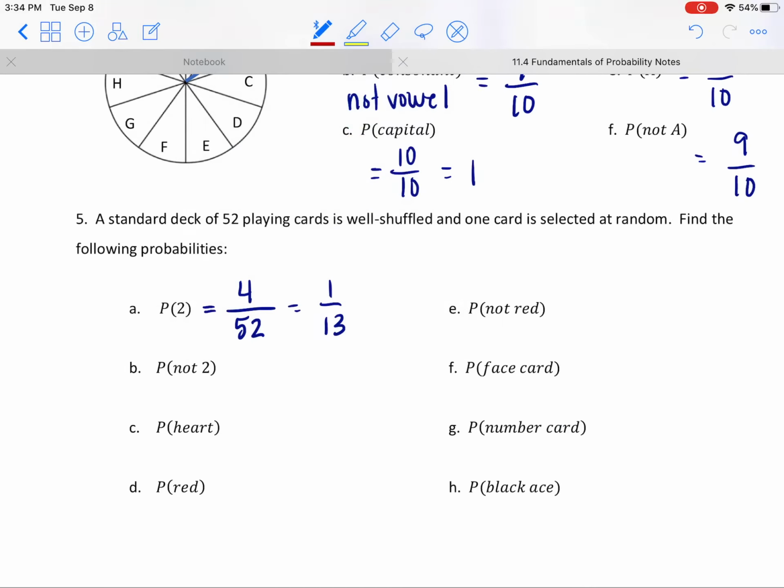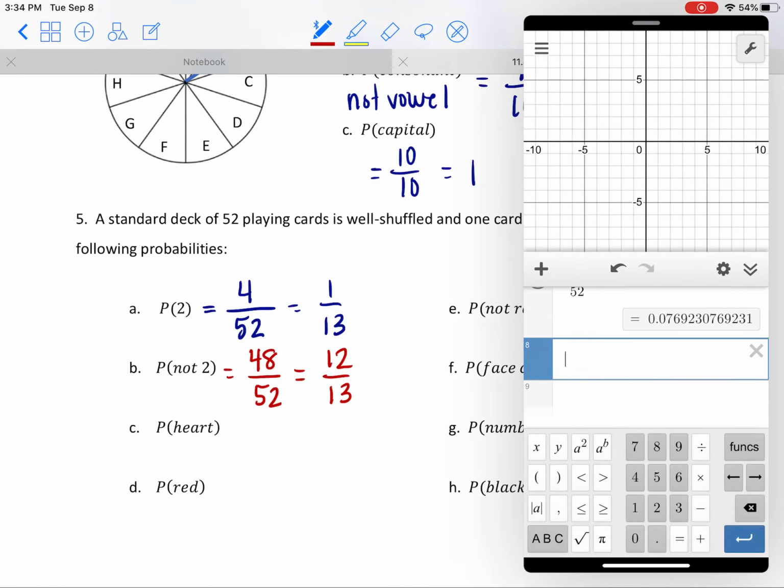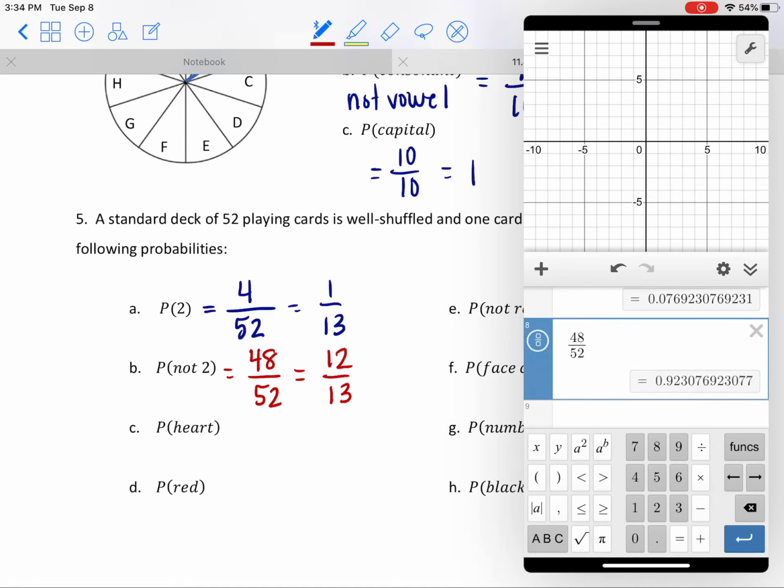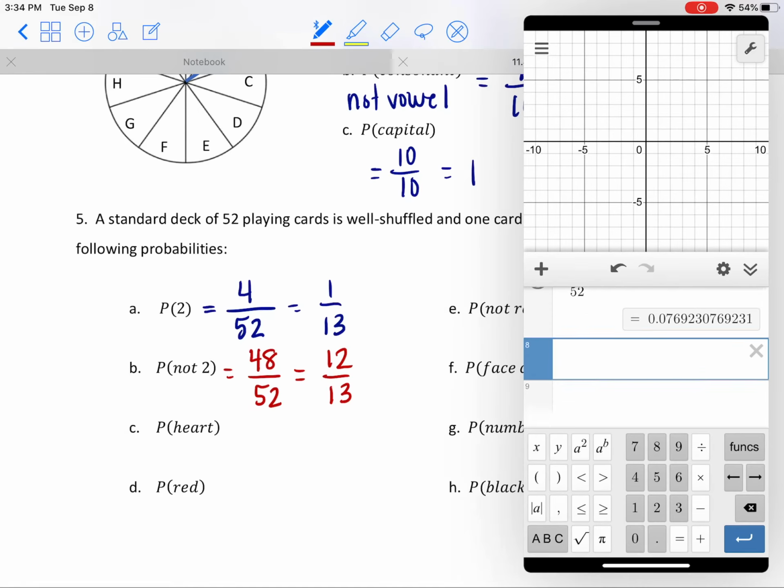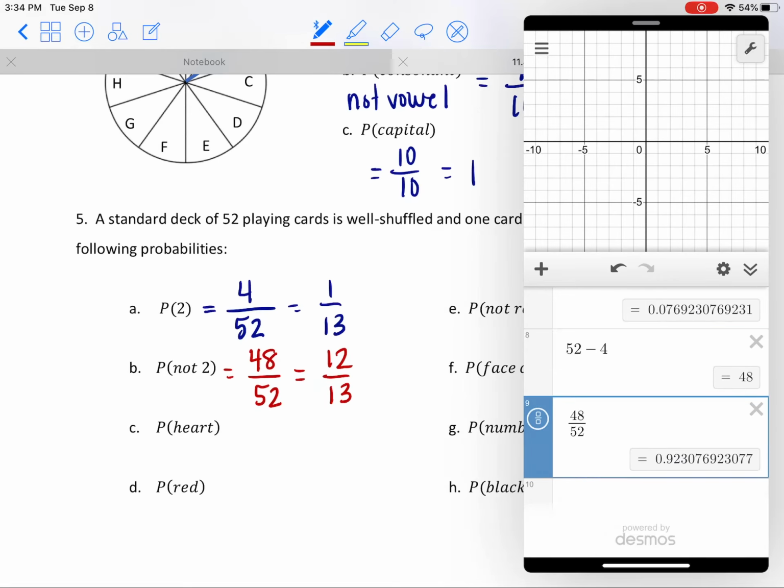Okay, how about that it's not a 2? Well, if 4 out of the 52 cards are 2s, that means the other 48 out of 52 aren't. And if the other one reduced to 1 out of 13, then 12 out of 13 times we should not be getting a 2. And just so you can see that again, 48 out of 52. And where did I come up with 48? 52 cards in the deck. 4 of them were 2s, which means the other 48 are not. So 48 out of 52 is the other 12 out of 13 times.